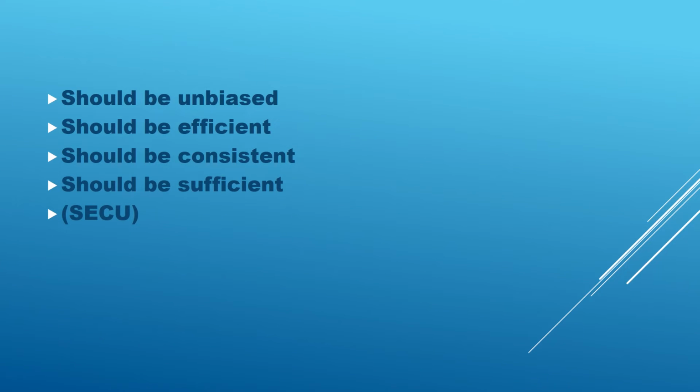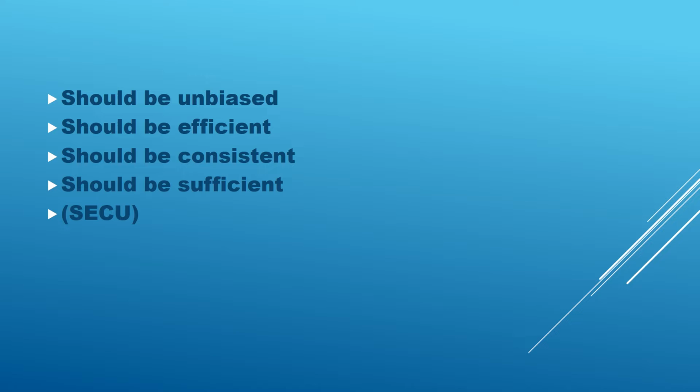Welcome. In today's recording, we want to look at properties of estimators. The following are the criteria that should be satisfied by a good estimator. Number 1, a good estimator should be unbiased. Number 2, a good estimator should be efficient. Number 3, a good estimator should be consistent. A good estimator should also be sufficient.